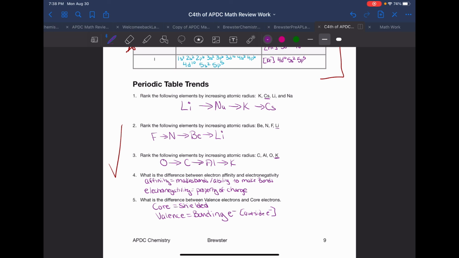A difference in core and valence electrons. Core electrons are shielded, and they're going to play a role in the properties of the element. Valence electrons are the bonding ones, so those are the ones that actually will be interacting with the environment.